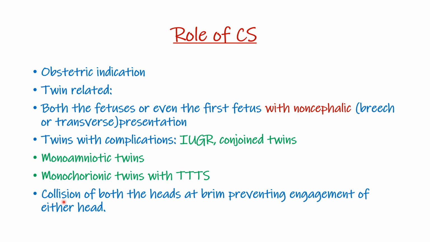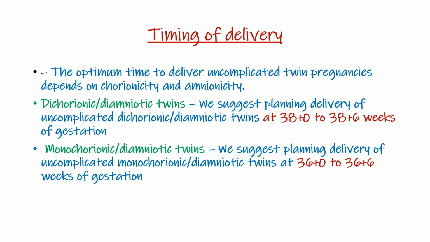In addition to that, collision of both twins at the brim, preventing engagement of the head of either twin. So we already said you can deliver these twins when they are at vertex presentation. Now assume that both twins are at vertex or cephalic, and both of the heads come down into the woman's pelvis, meaning that we have limited space. So that is an absolute indication of cesarean section, because neither of the heads can go to delivery.